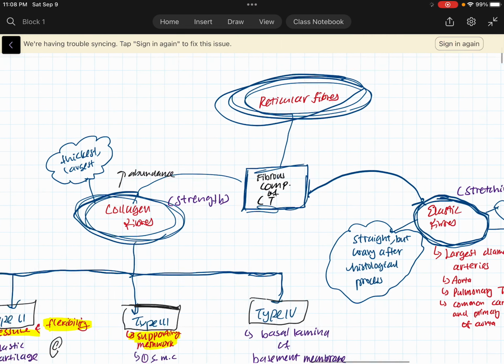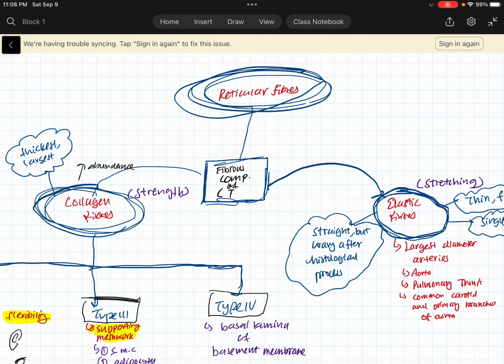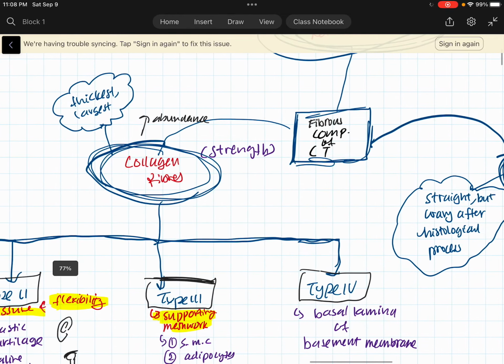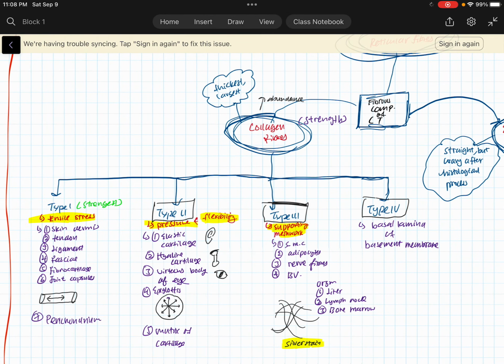And then there's the collagen fibers. So collagen fibers differ from elastic fibers by their strength. It's much stronger, more abundant, and it's the thickest and largest. So the collagen fibers, there are four types, from type 1 to type 4.